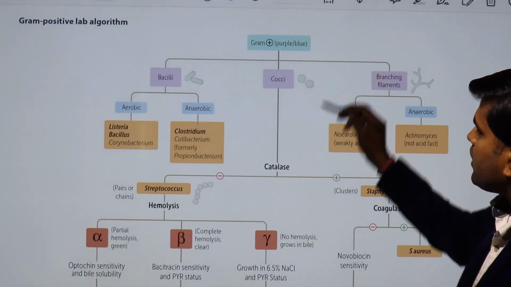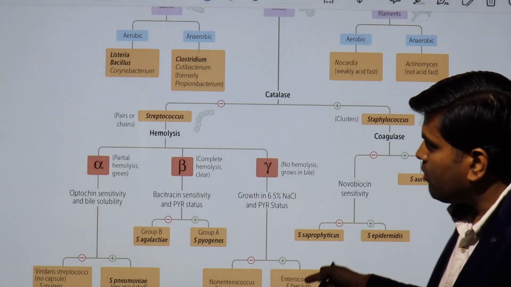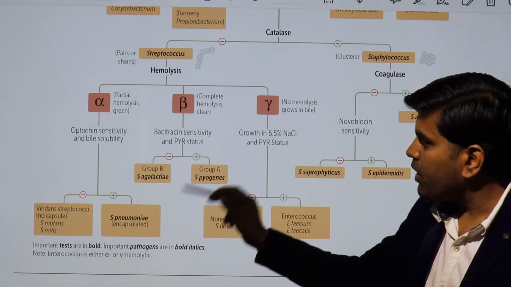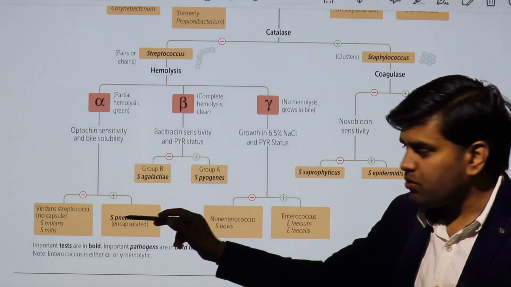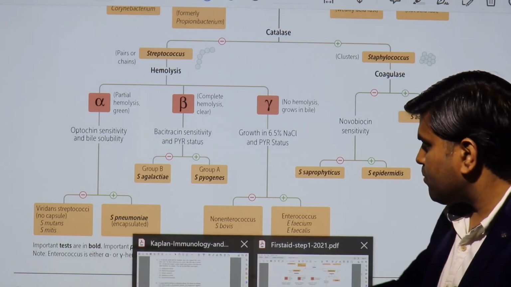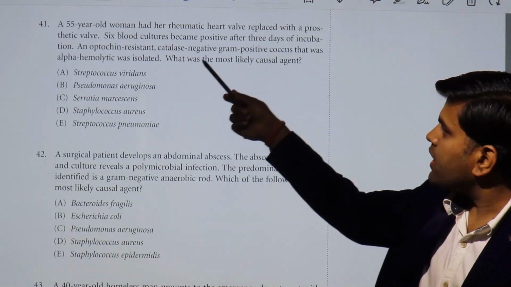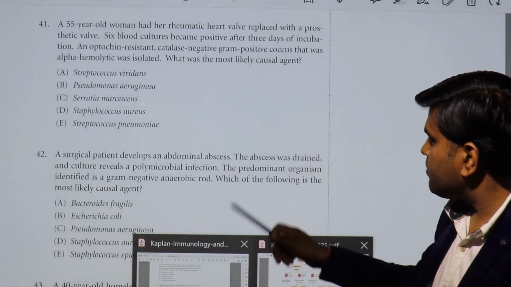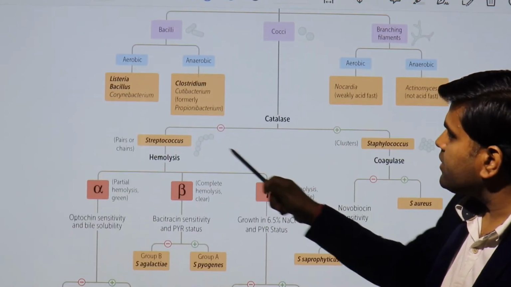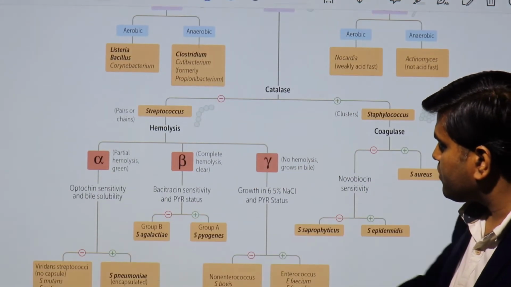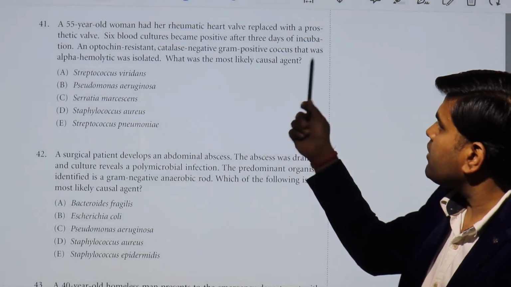So this is a gram-positive cocci that is catalase negative, and they are saying alpha hemolytic. So we are talking about Streptococcus viridans or Streptococcus pneumoniae. Among that they are saying this is optochin resistant, so it leads to the viridans group of Streptococci. So this is the answer. They are gram-positive, catalase negative, which leads to Streptococcus. Among Streptococcus, they are giving one more point: this is catalase negative, and it was alpha hemolytic.